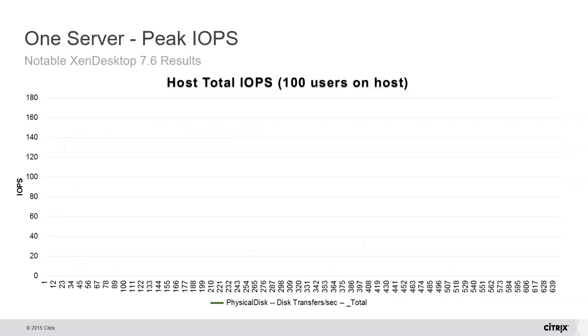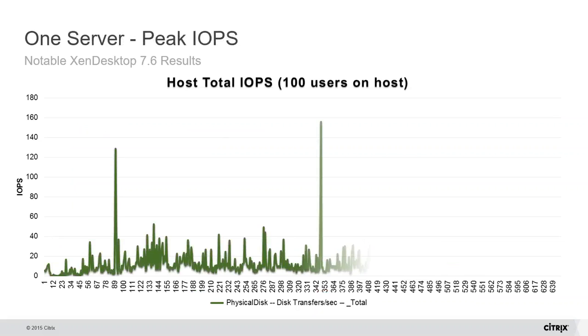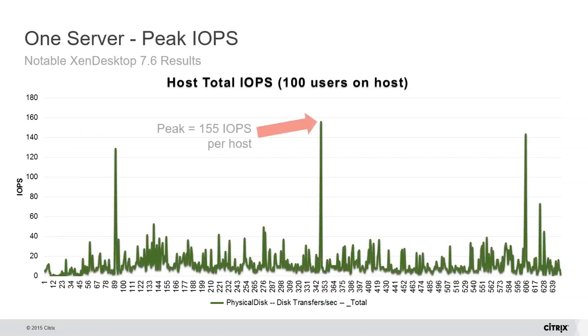If we looked at an entire server, 100 users on a physical server, what we ended up seeing for the life of all 100 concurrent sessions was that the absolute peak was 155 IOPS, something that a single 15,000 RPM disk can support. 155 IOPS total for 100 users. You could divide that across 100 users, which is 1.5 IOPS per user on average. But again, a single disk could easily support this with the RAM caching.